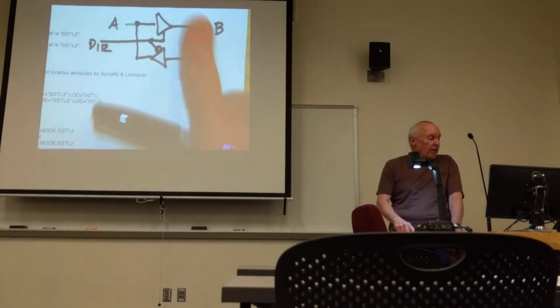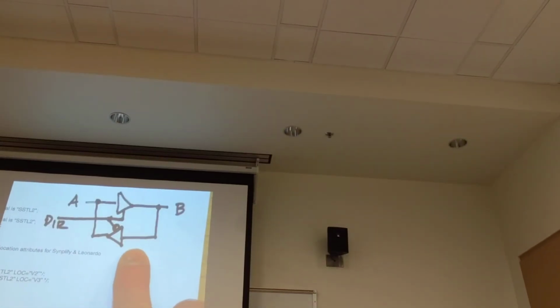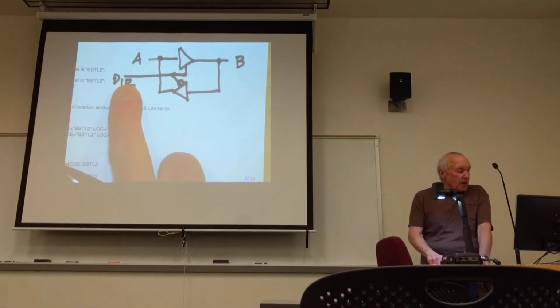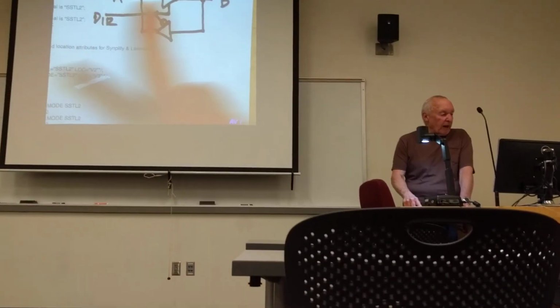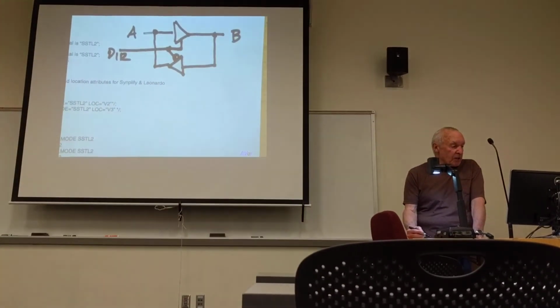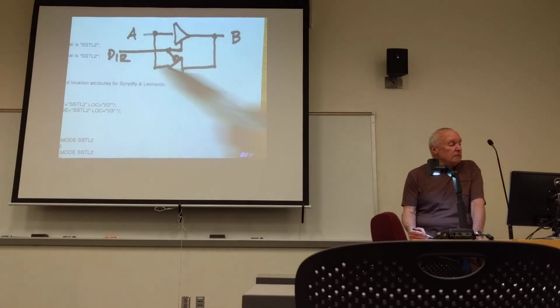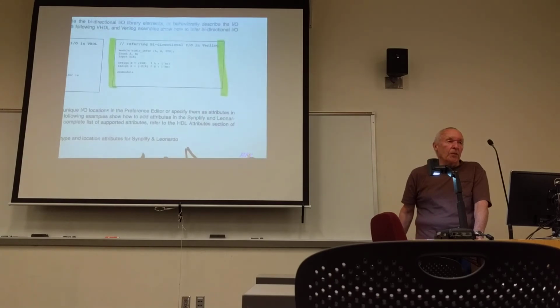Okay, so I've got a pair of tri-state buffers here. This is a bidirectional port. If the direction line is a logic 1, data will flow from A to B, because that's the tri-state buffer that's going to be activated. This one will be in a high impedance state. On the other hand, if DIR is low, this lower tri-state buffer is activated, and this one is in the high impedance state, so data can flow from B to A. So that's how you infer it.